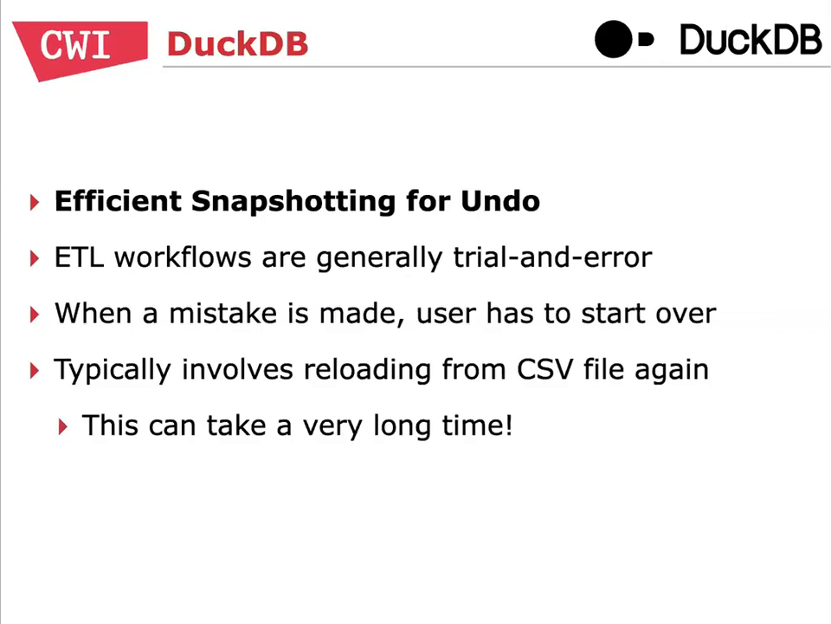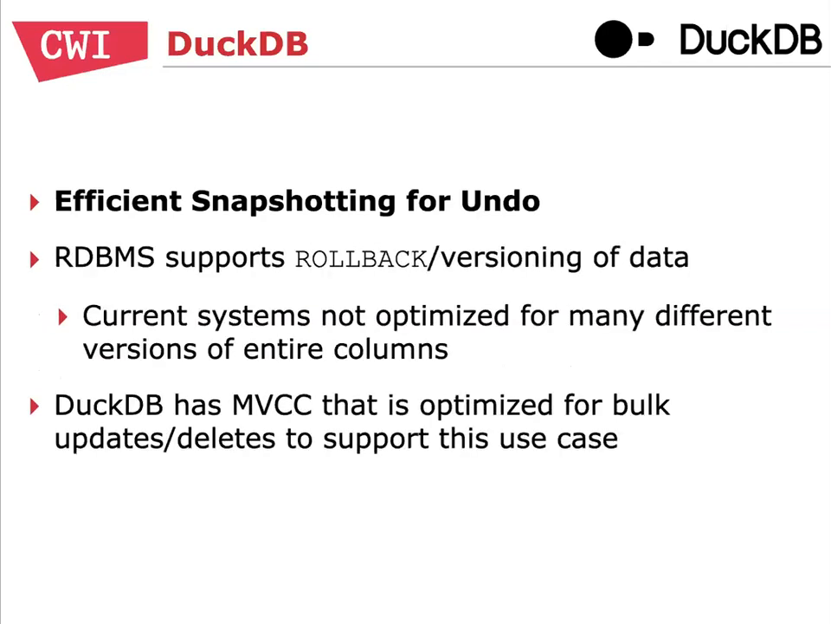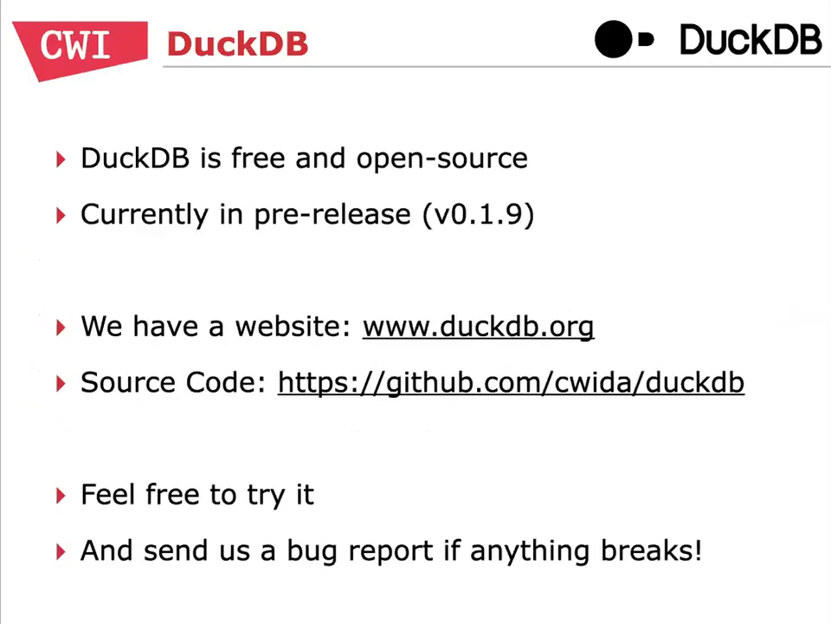So in DuckDB, we have versioning of data that can be used here. So you can have different versions of the data. And if you try something new and it doesn't work, like for example, by accident, you delete your whole database instead of just the rows that you want to delete, you don't need to go back to the beginning. You can just do a rollback and we'll efficiently revert back to a previous version using MVCC. It's a concurrency control mechanism. It's a database term.